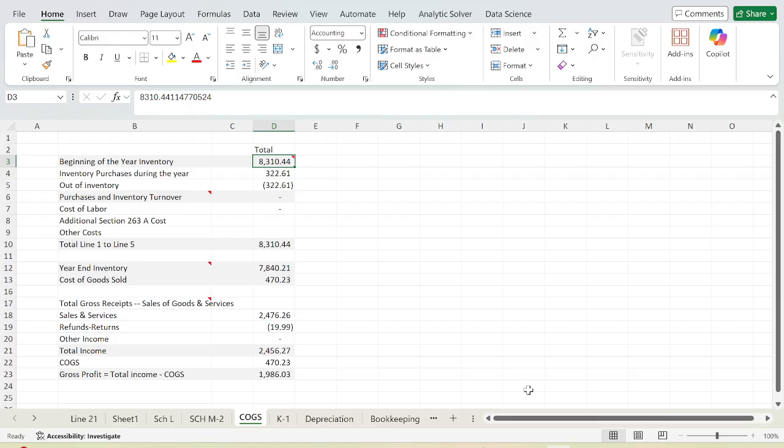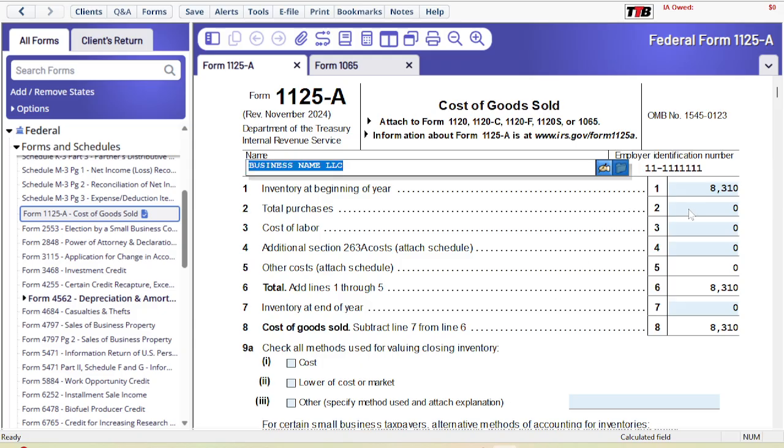Since we didn't purchase any raw material to put in inventory, our purchases for the year is going to be 0. Cost of labor, we are not going to allocate any labor to inventory, so we are going to leave line 3 at 0 as well. Line 4, we are going to leave blank. Other costs, we are going to leave alone. And the total for line 6 is going to be lines 1 through 5, which in this case is 8310.